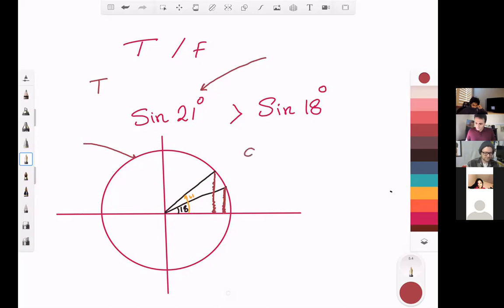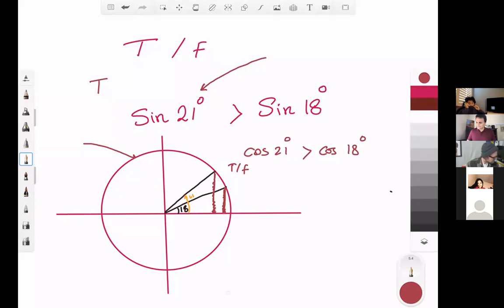What about cosine of 21 greater than cosine of 18 degrees? Is this true or false? False. Very good. Oh, you used a calculator. Yes.